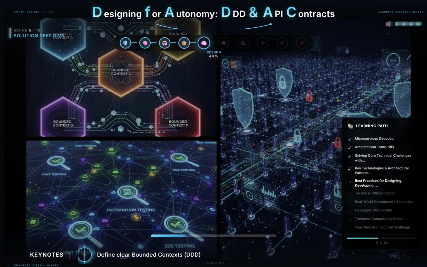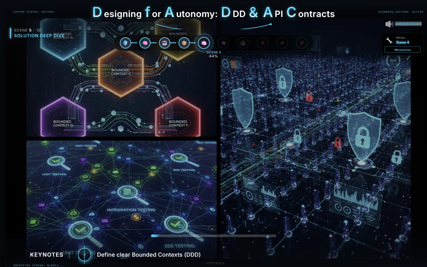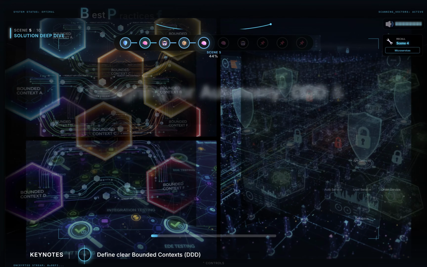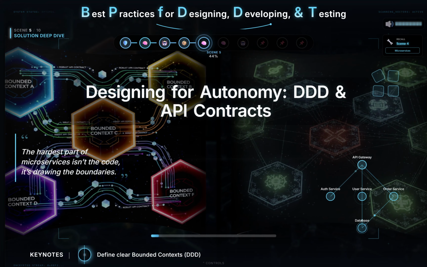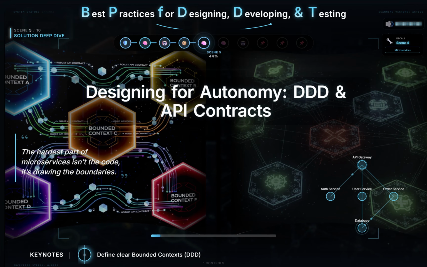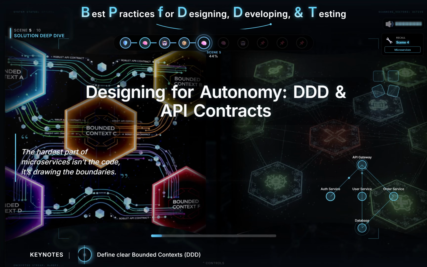Alright, we've explored the technologies and patterns. Now let's talk about the how. The foundational practices that turn potential chaos into a well-oiled, resilient microservices system. It's about how we design, develop, and ensure the quality of each of those advanced Lego bricks.